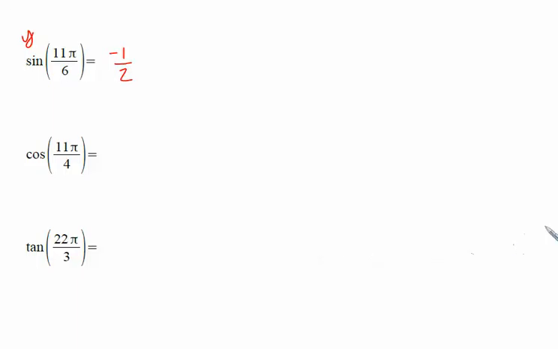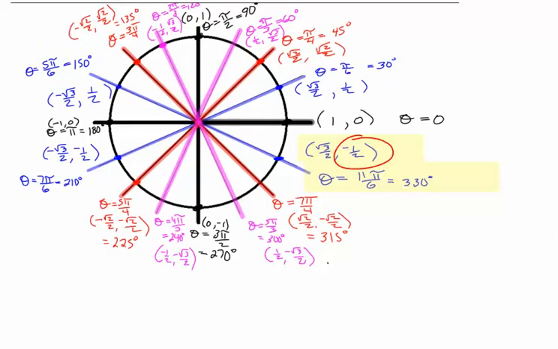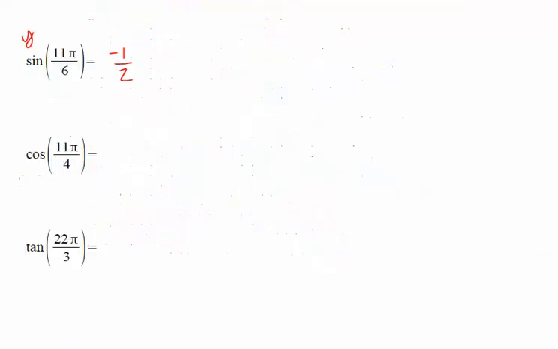Next up is the cosine of 11 pi over 4. Well, if we come back to our unit circle, 11 pi over 4 is not one of the locations that we see pictured. So we have to determine which of these angles on the unit circle is coterminal to an angle whose measure is 11 pi over 4. Well, to do that, we're going to realize that with coterminal angles, you add or subtract 2 pi to get a different coterminal angle.